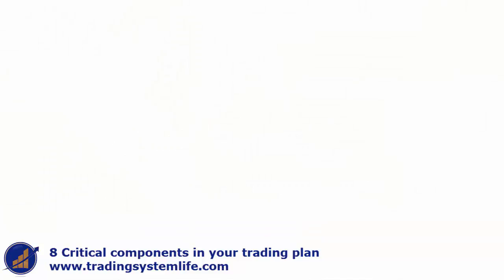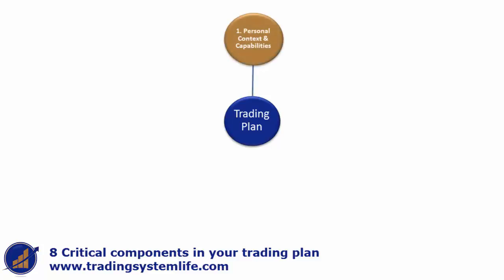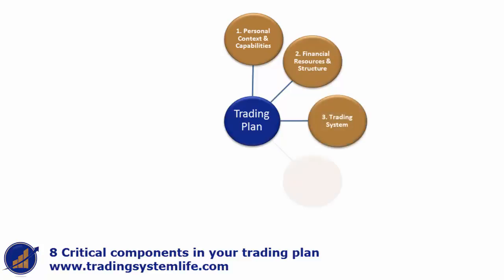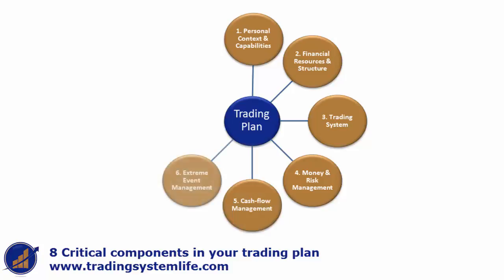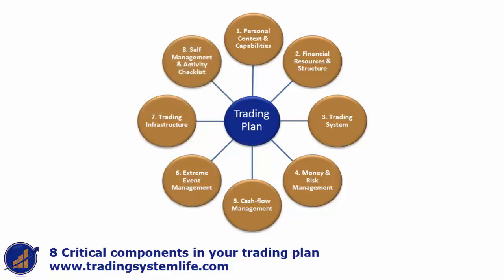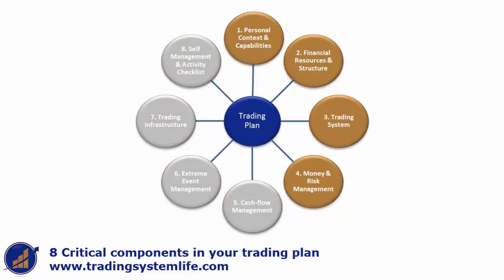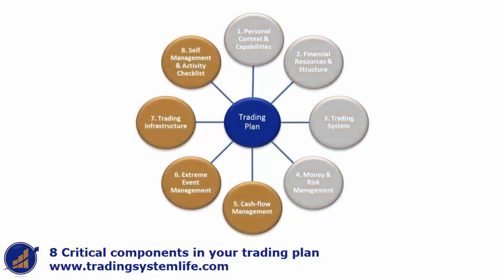Just as a reminder, here are the 8 components of your complete trading plan again. Personal context and capabilities, financial resources and structure, the trading system, money and risk management, cash flow management, extreme event management, trading infrastructure, and finally self-management and activity checklist. We covered 1 to 4 in the last video, so check that out at the link below if you missed it. Right now, I'm going to cover the last 4 components.